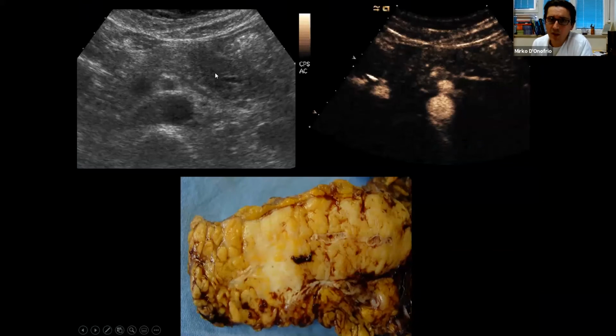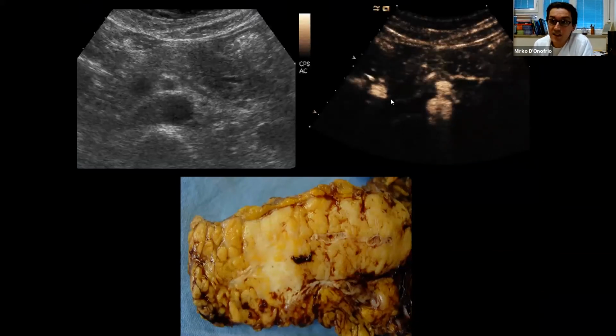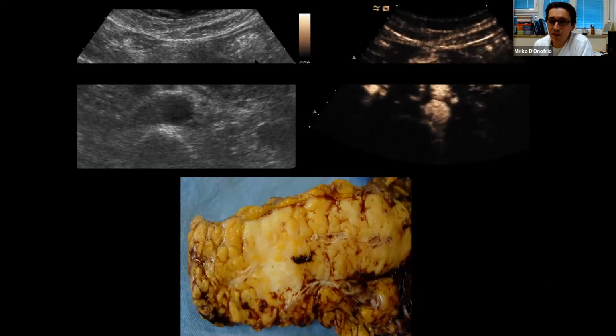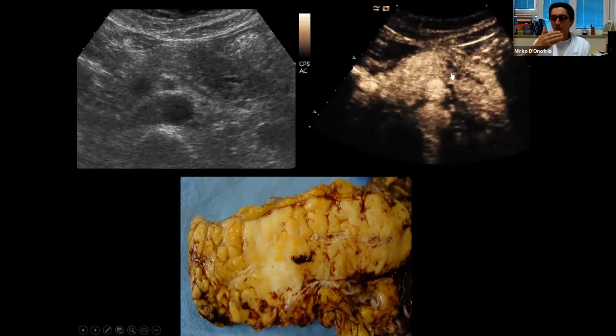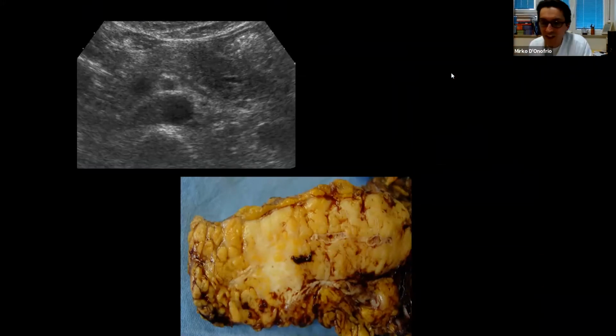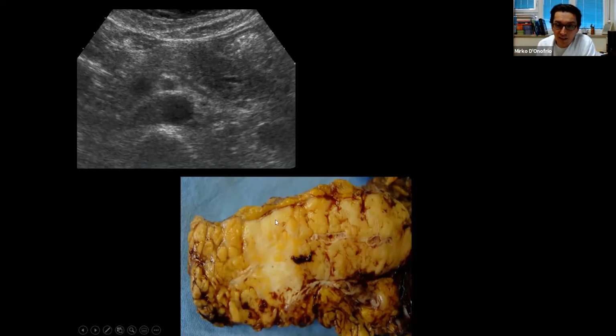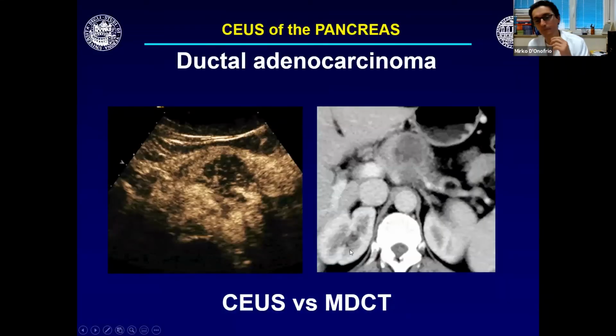This is an example. You can see a lesion in the body of the pancreas with dilation of the duct. The lesion was an incidental finding, so the patient was asymptomatic. The lesion is markedly hypoechoic, so typical ductal adenocarcinoma. We can quickly move to CT staging, and this patient was resected. You can see a very small lesion, N0, M0, perfectly inside the pancreas, ductal adenocarcinoma with dilation of the duct upstream.